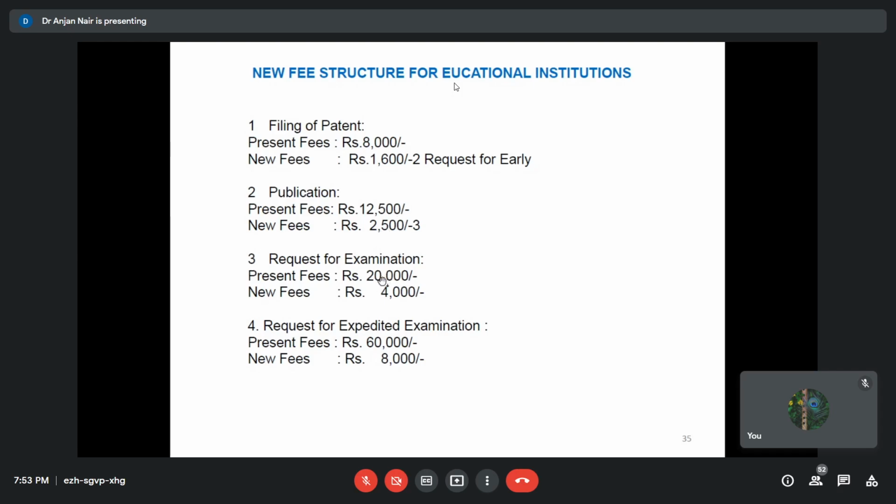Then request for examination, for getting that FER report, was 20,000 earlier. Now it is 4,000. Expedited examination has been reduced from 60,000 to 8,000. Then there is patent renewal. As I told you, a patent is valid for 20 years, but it is not that once you are granted the patent, that is it. Every year you actually need to pay a fee to claim that the patent is yours.